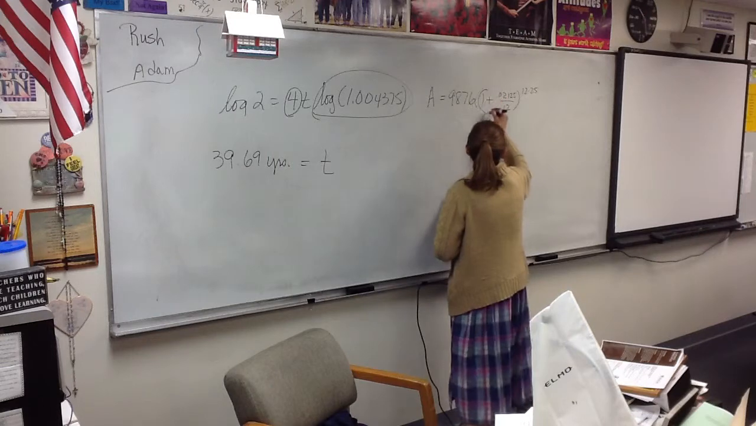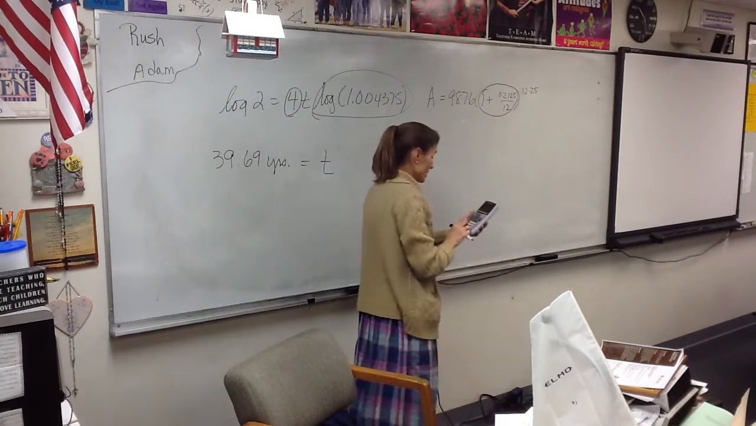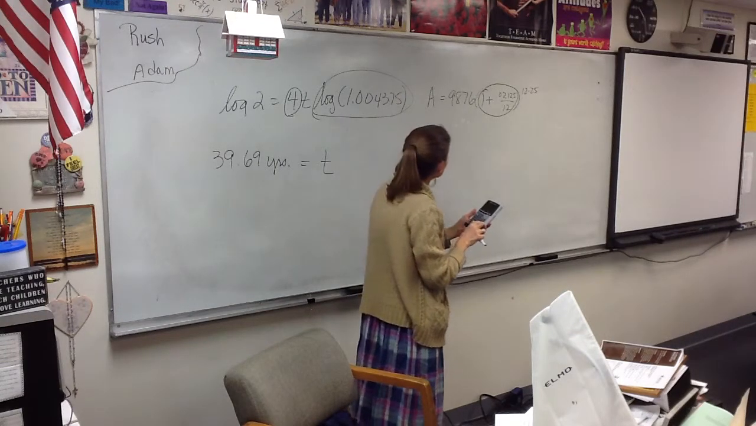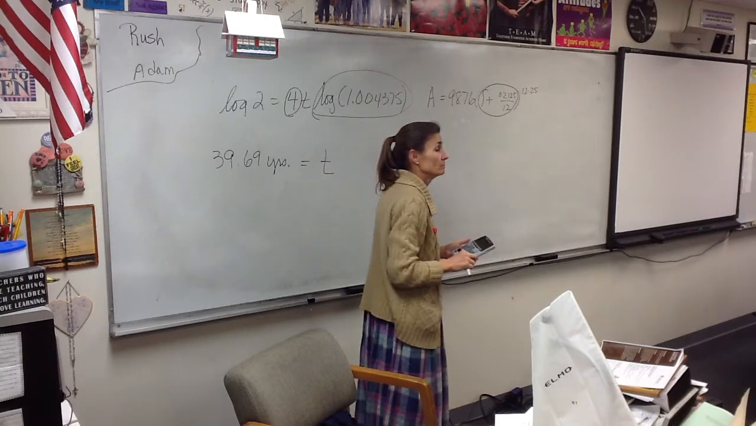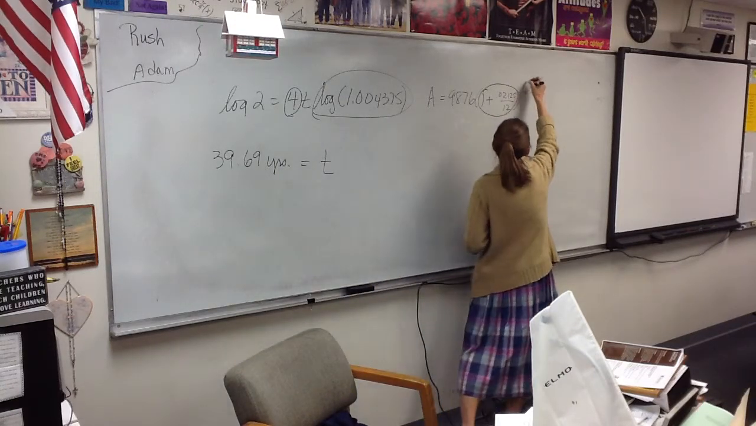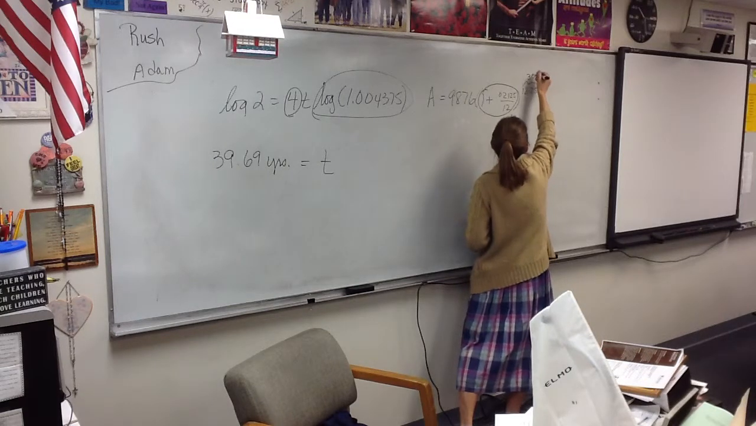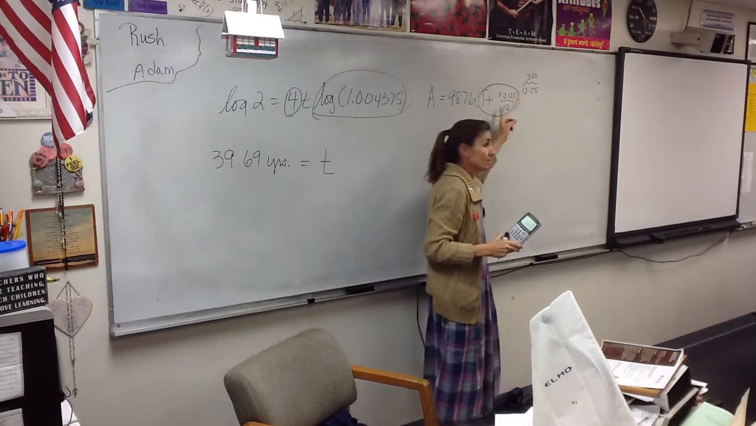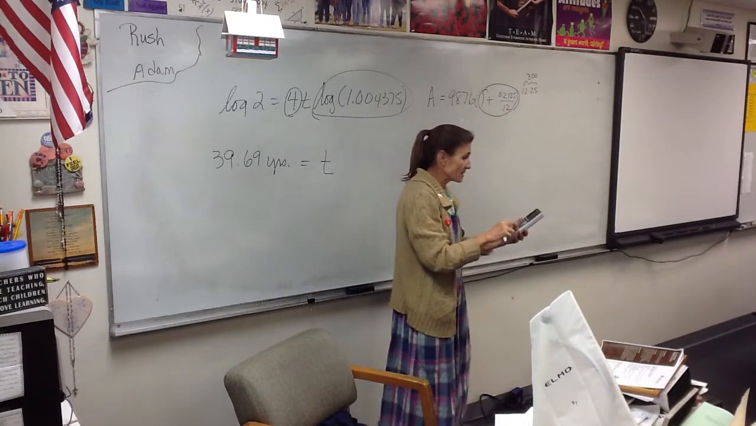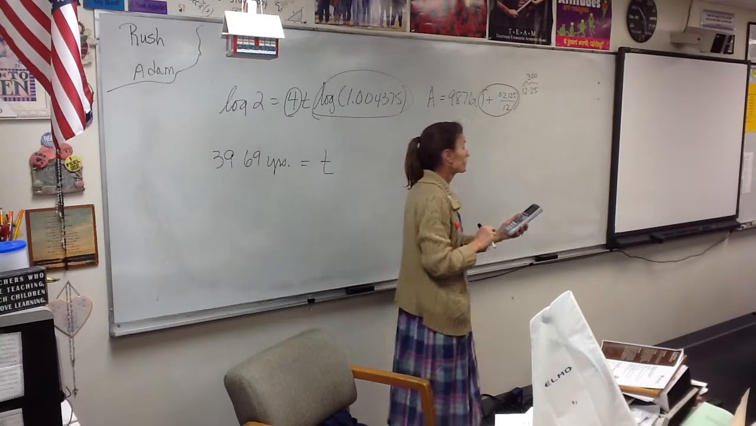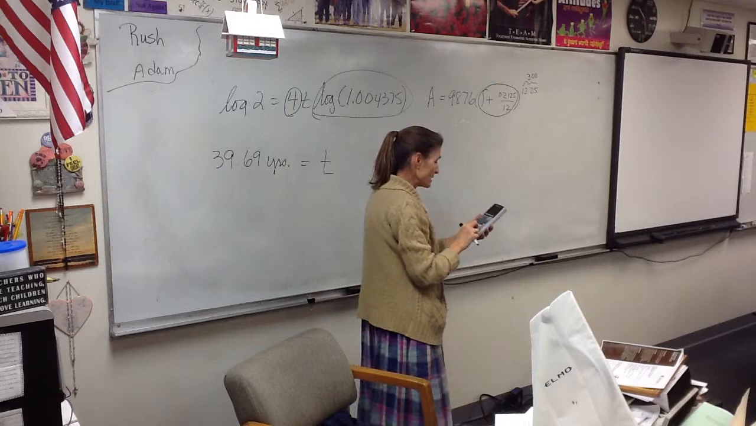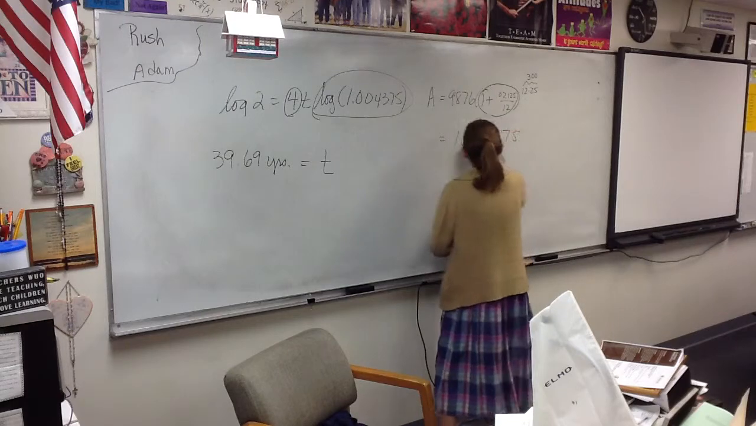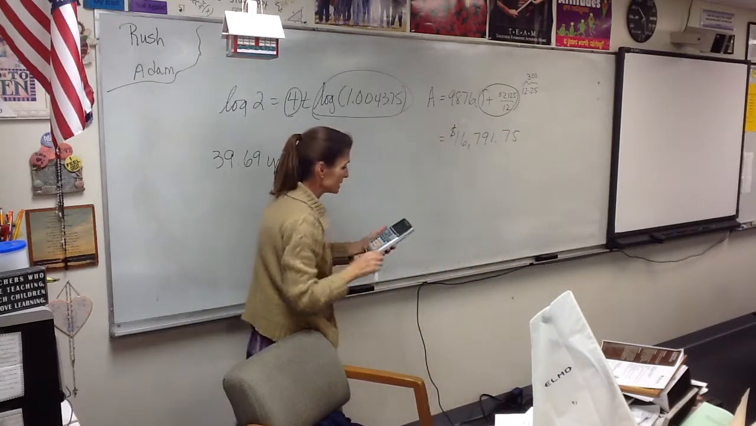So I'm going to start right here with the circle. 1 plus 0.02125 divided by 12. Oh, wait, I didn't do this. That's 300. So once I get this typed in, I'm going to raise it to the 300th power and then multiply it by 9876, and that's how much money I will end up with.